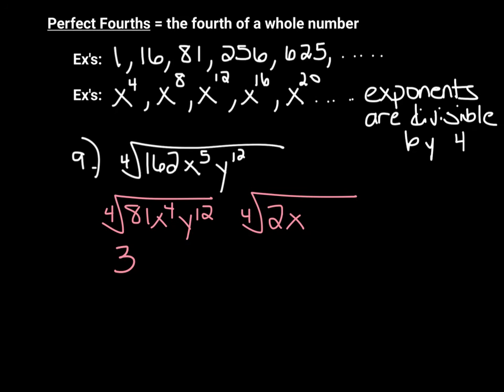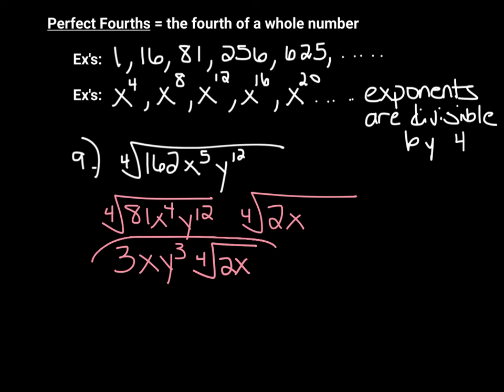The fourth root of x to the fourth is just x to the first power, right? So we can write that as x. Again, 4 divided by 4 is 1. And then the fourth root of y to the 12th would be y cubed, because if you take the power and divide it by the root, 12 divided by 4 is 3. And then you would just bring down your leftover radical.